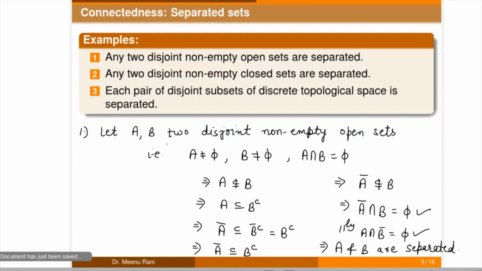Now in the third example, each pair of disjoint subsets of a discrete topological space is separated. In the discrete topological space, we know that every subset of that space is open as well as closed. So if we take any pair of disjoint subsets, they will be open as well as closed. So from the first and second examples, we can say that each pair of disjoint subsets of a discrete topological space is separated.